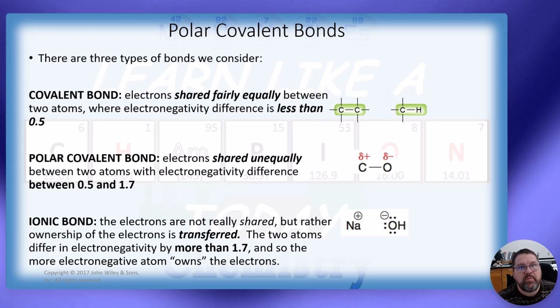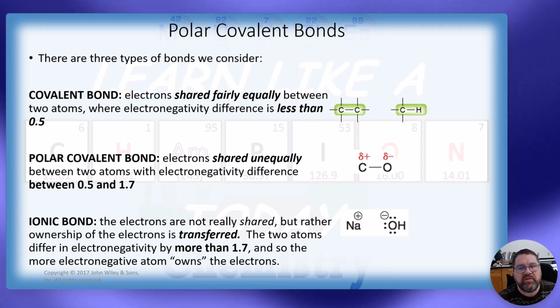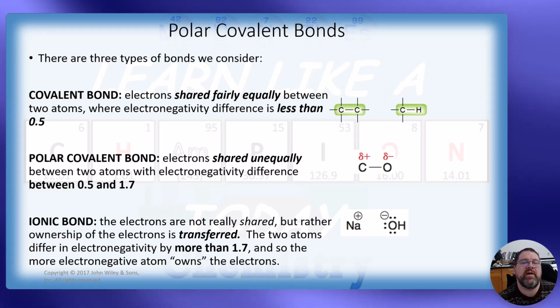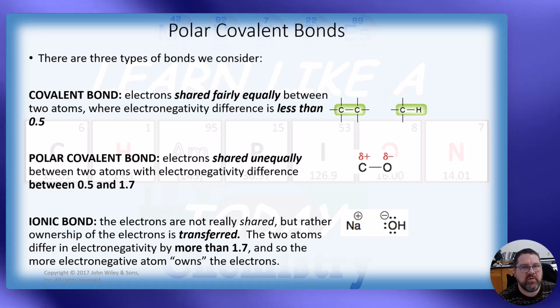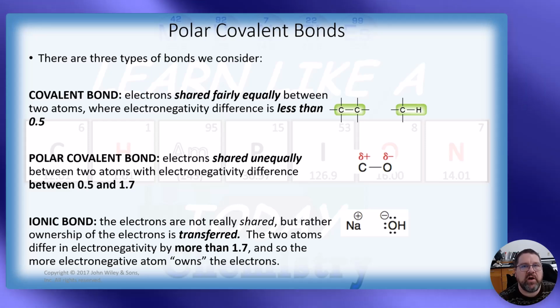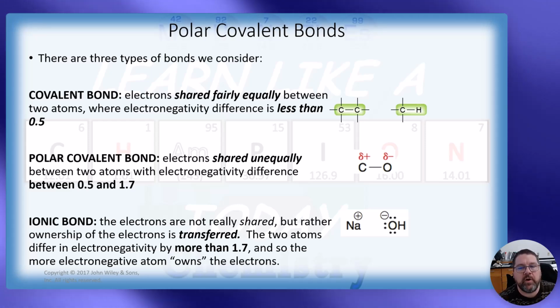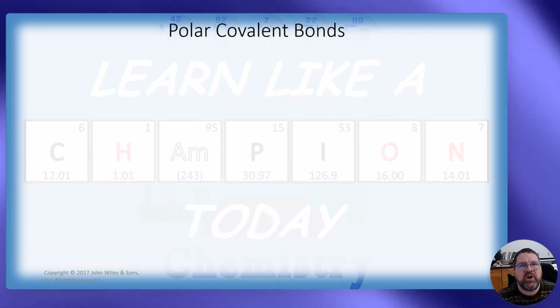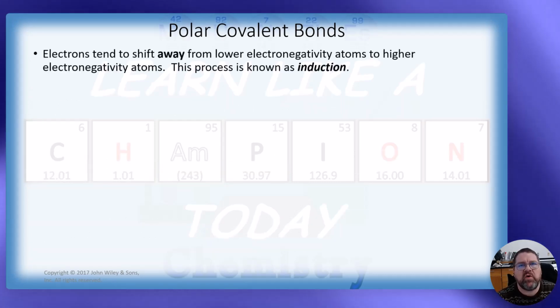Then we talk about ionic bonds. If our electronegativity difference becomes greater than 1.7, then for all intents and purposes, that tug of war has been won, and the more electronegative atom has taken full ownership of the electrons, and therefore we say that the electrons are transferred.